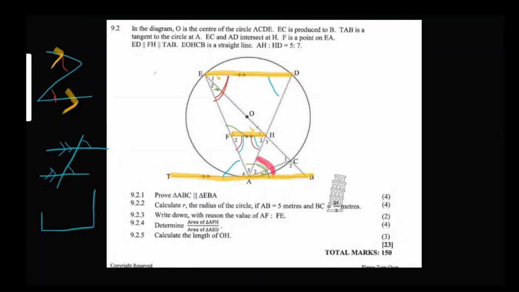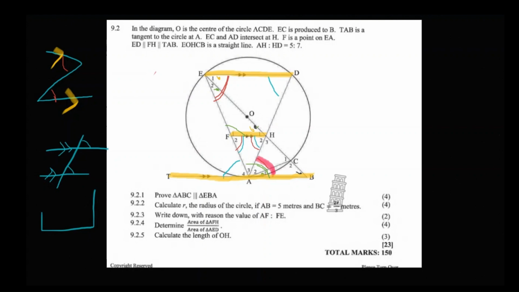Let's make sure to use different colors. It's just that I'm kind of running out of colors over here. So now, guys, we have H1 is going to equal B because of corresponding.